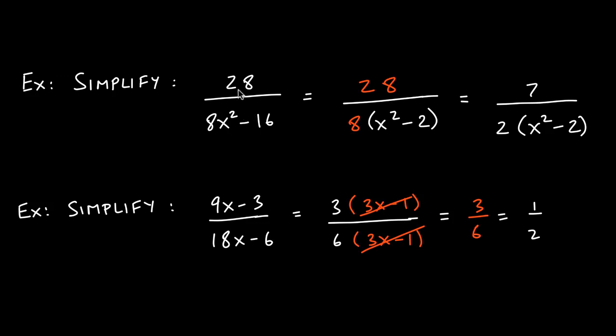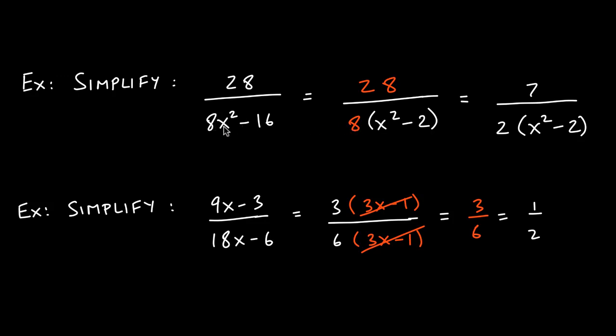Couple more examples. Let's say we have to simplify 28 over 8x squared minus 16. So we factor the top, factor the bottom. The 28 is just a single term, so it just comes along for the ride. 8x squared minus 16, I see that I have a GCF of 8 because I can divide 8 and 16 both by 8. So if I factor an 8 out, the first thing I do is I open a set of parentheses, and then I divide each one of these terms by the GCF.